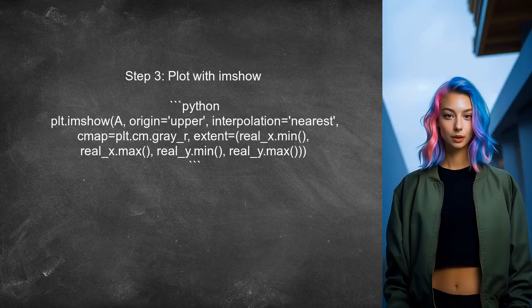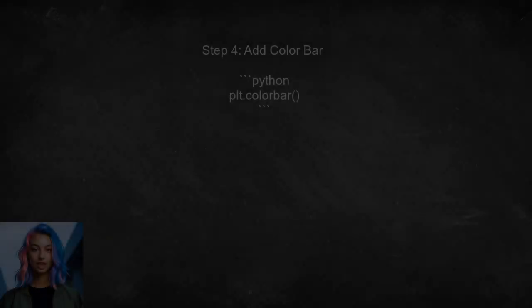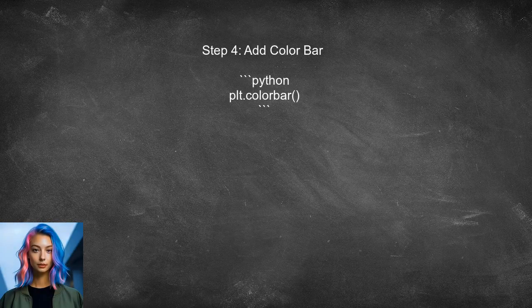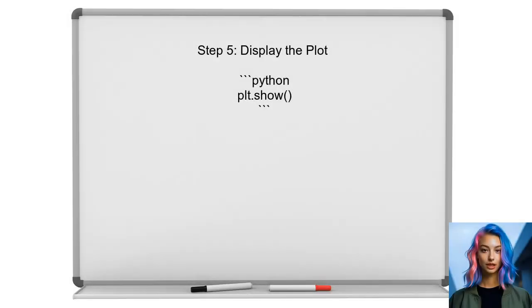Now the user can use the imshow function to plot the array A. However, they need to specify the extent parameter to map the values of real X and real Y to the axes. After plotting, the user should add a color bar to provide context for the values represented in the image. This can be done with a simple function call. Finally, the user should display the plot using the show function. This will render the image with the specified coordinates on the axes.